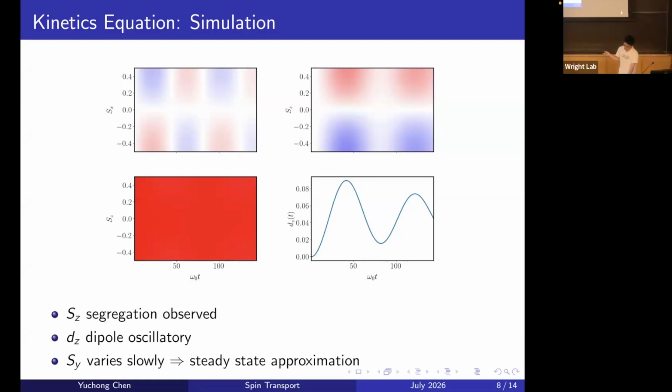So firstly, we see that spin y is almost uniform, and it does not change much over time because we point all the particles along spin y initially. And also, we notice that the z direction dipole will oscillate with a very slow decay rate. And also, the S_y decay rate is also very slow. So this motivates us to perform a steady state approximation in the analysis to derive more analytic results.